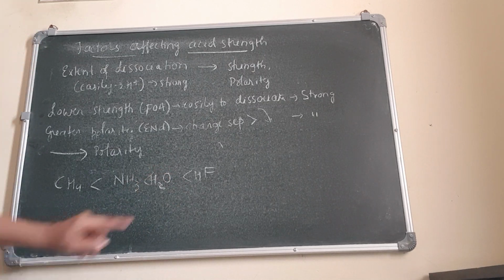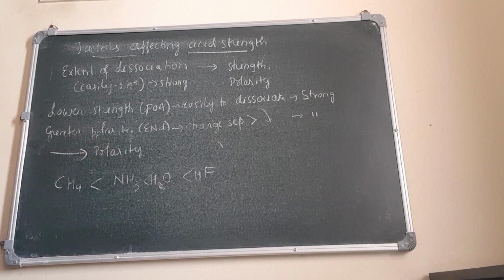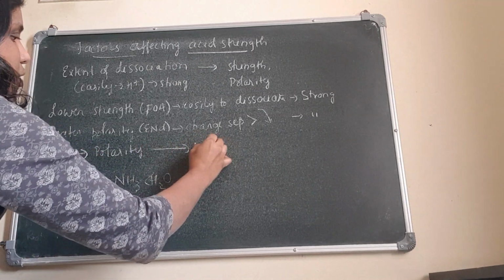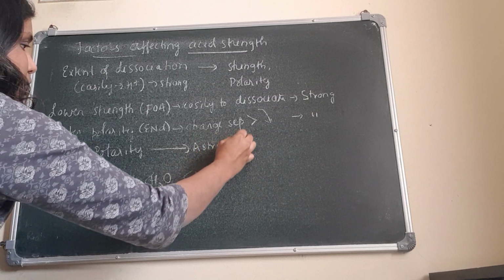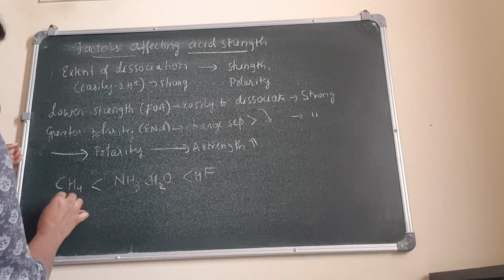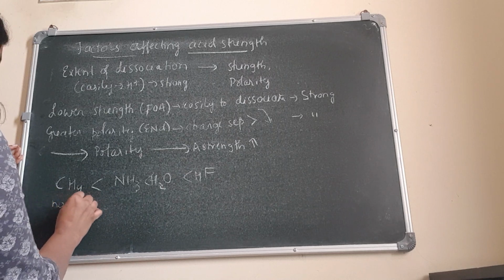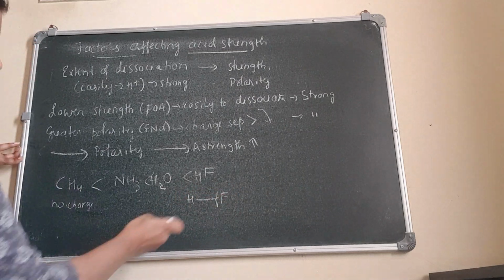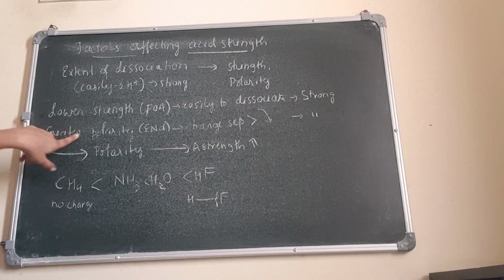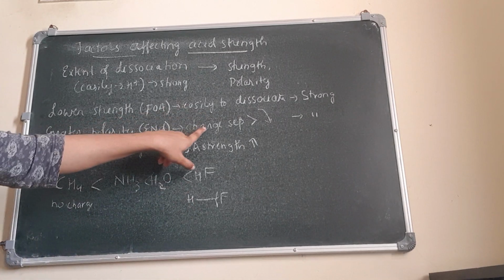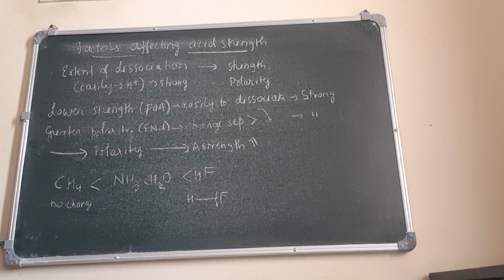So what happens if you are going across the period? Across the period also acid strength increases. Why? Because here there is almost no charge, it's a non-polar molecule. There is a large charge, I told you this. It's almost near the fluorine. So this is a greater polar molecule, greater electronegativity difference, separation of charge is greater, easy to break, therefore it's a stronger acid.